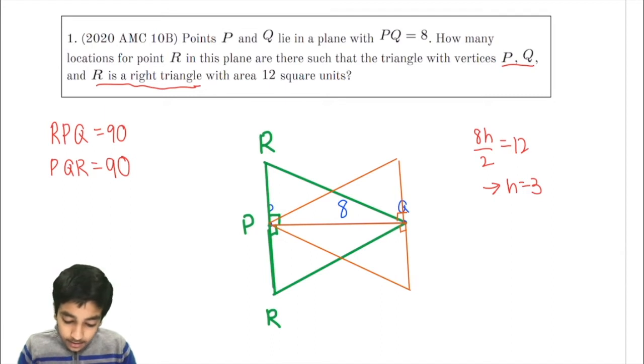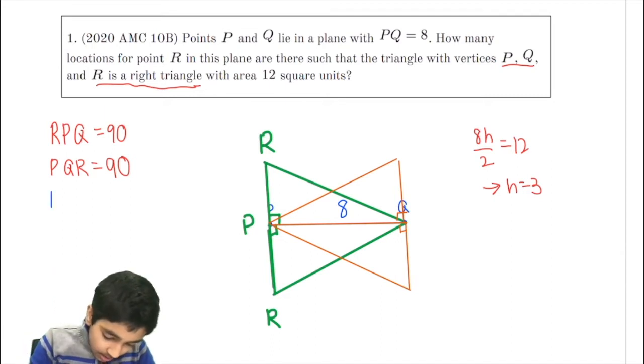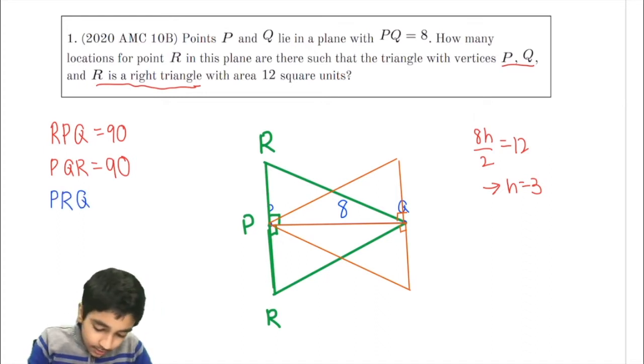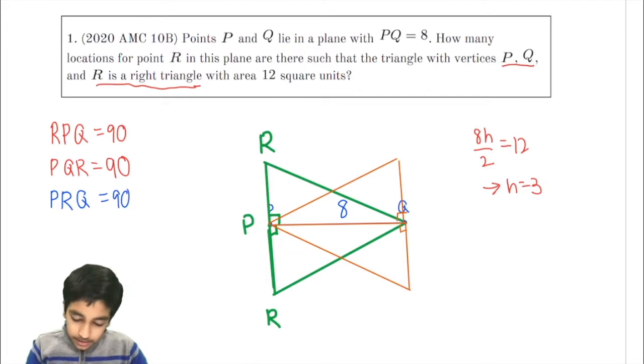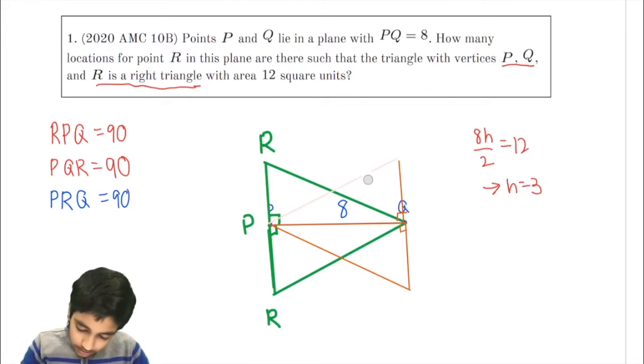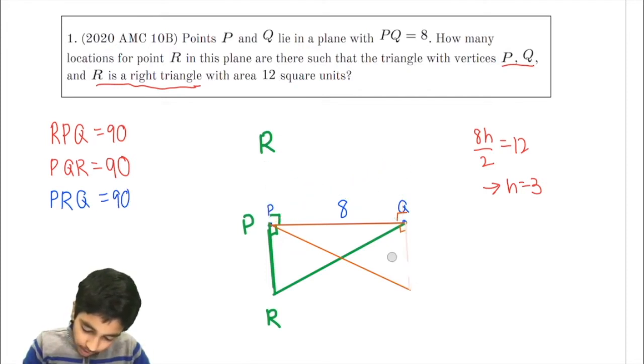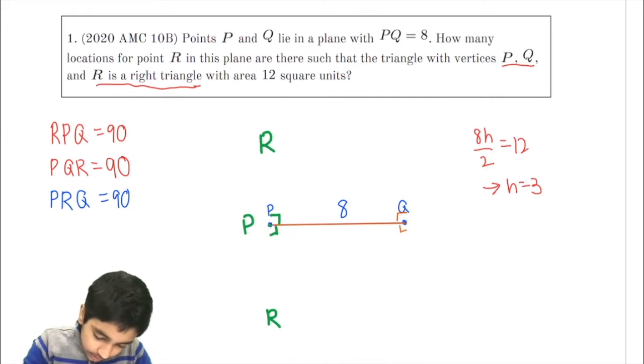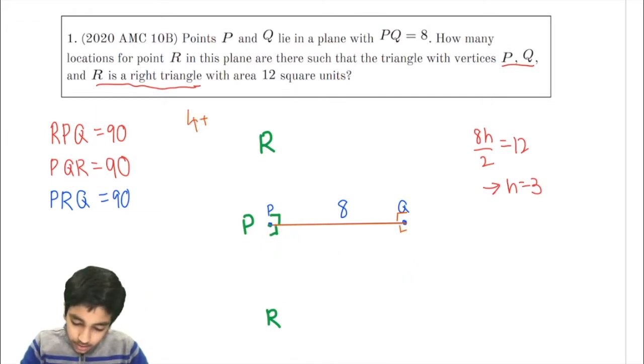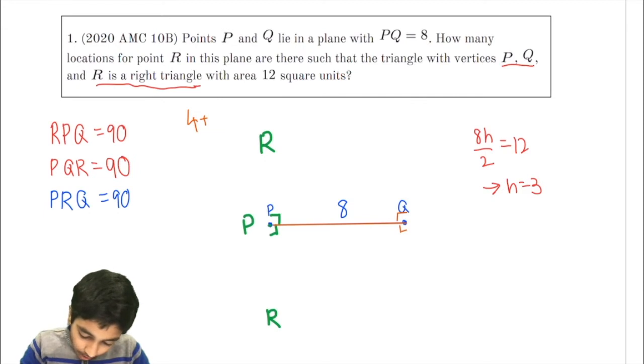Now, what is the last case? The last case is PRQ. And if PRQ is equal to 90, now what are the possibilities? Well, let me just erase these because we've already counted them. So we've already added 4 to our count, 2 plus 2. So now, the last case is if PRQ is 90 degrees.